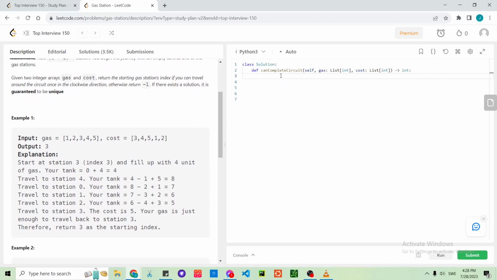We start with that. Okay, so let's start with the first one and try all of them. I in range. So we are starting from the first one.